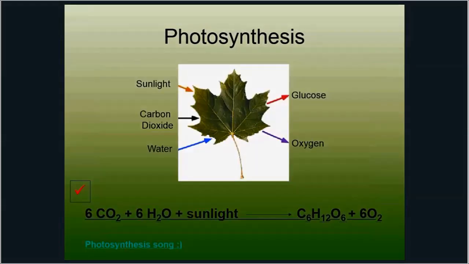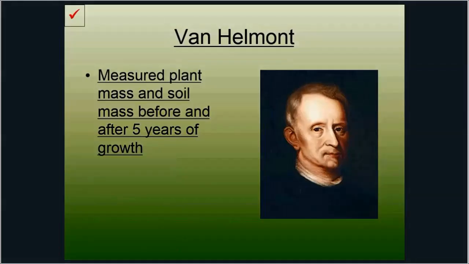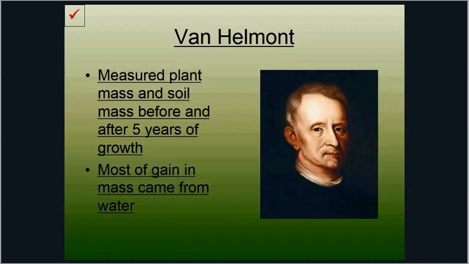So the main equation for photosynthesis is 6 molecules of carbon dioxide plus 6 molecules of water plus sunlight gets converted into glucose and 6 molecules of oxygen. So your carbon dioxide, your water, and your sunlight are your reactants, and then your products are the glucose and oxygen.